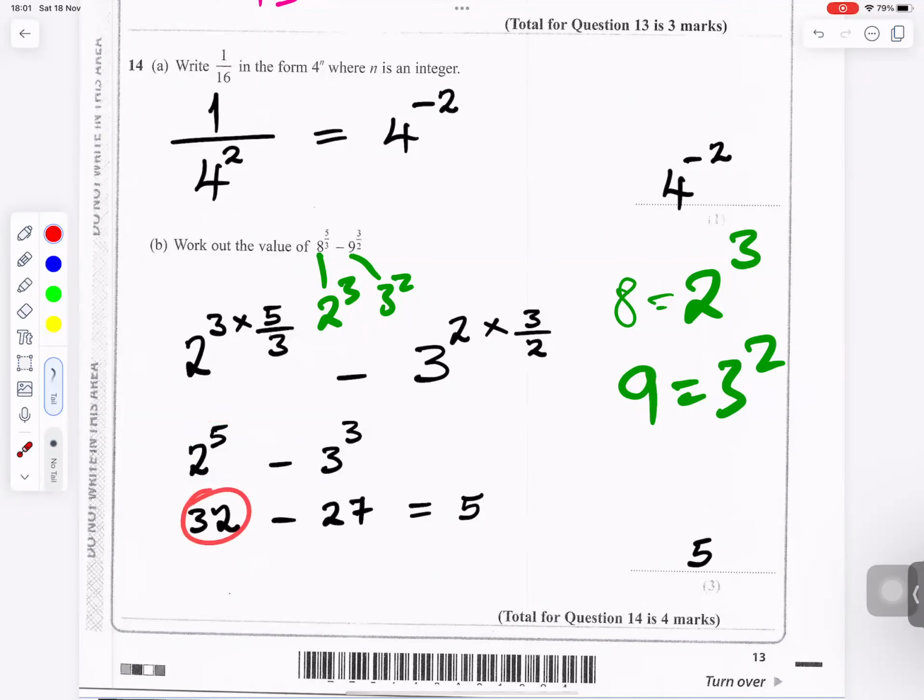2 to the 5 is 32: 2 times 2 times 2 times 2 times 2 gives you 32. 3 cubed is 27. You subtract them, you get 5.